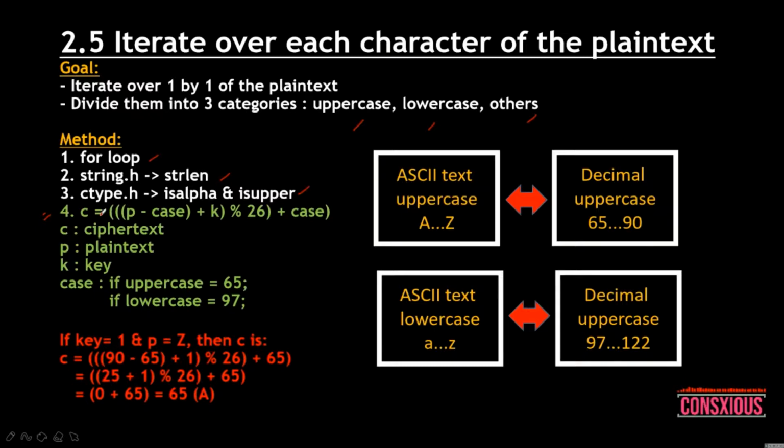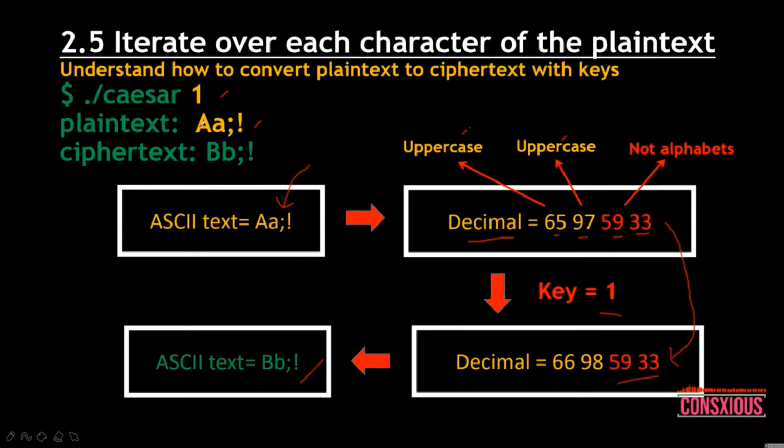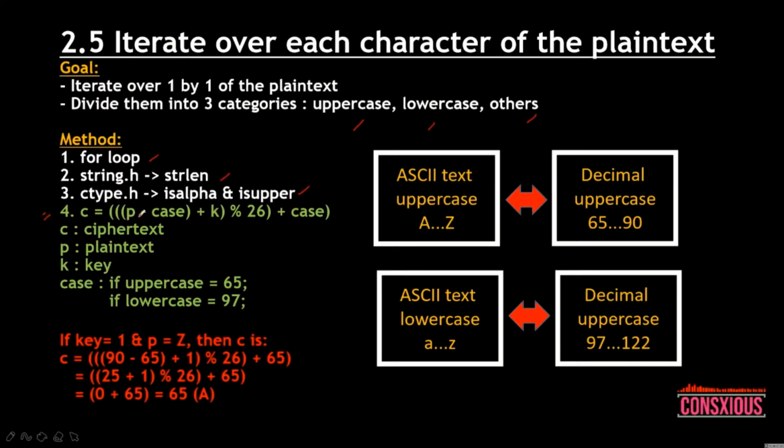So C is ciphertext. Ciphertext means what we want to find. P is the plaintext. For example, the user keys in A. So A is a plaintext, but you have to convert it into decimal. The case is we have to determine whether it's uppercase or lowercase, and K is the key. So basically this is the formula here. This is the same thing that I taught just now: uppercase and lowercase have different values.